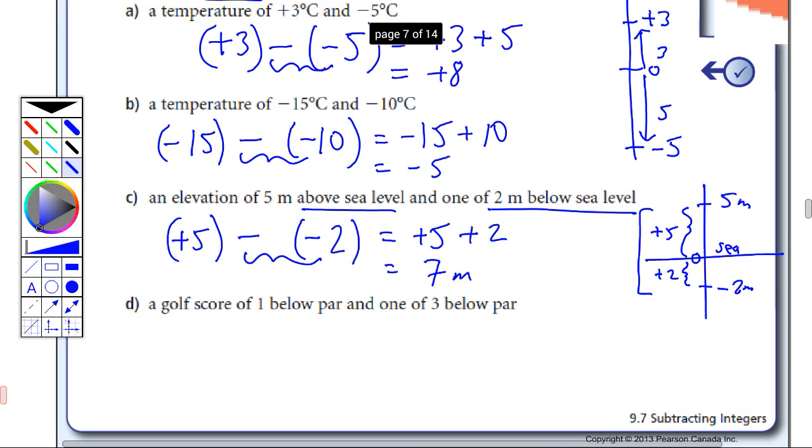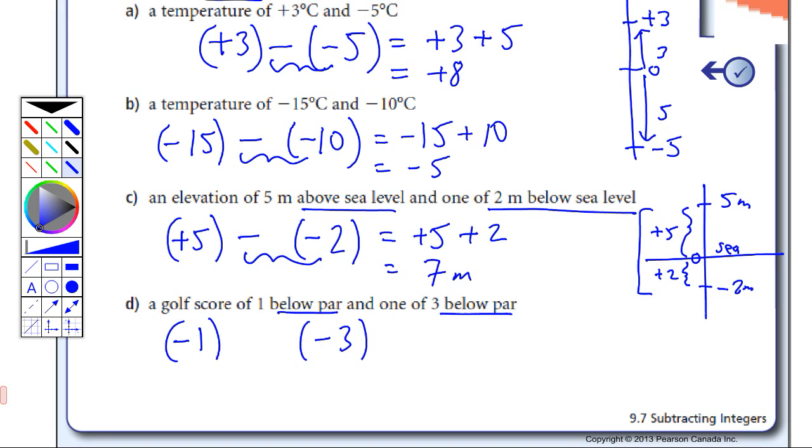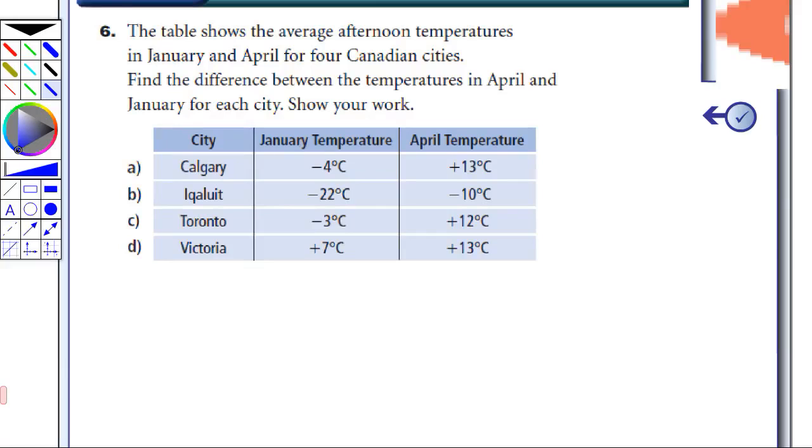And D, a golf score of 1 below par would be minus 1, and 1 of 3 below, so that's minus 3. Below par is just a word they use in golf. You don't really need to know what it means, except that we're talking about below, which would mean minus. We're looking at the difference, so that's minus. So minus 1 minus minus 3 is going to be minus 1 plus 3, which will end up being plus 2.